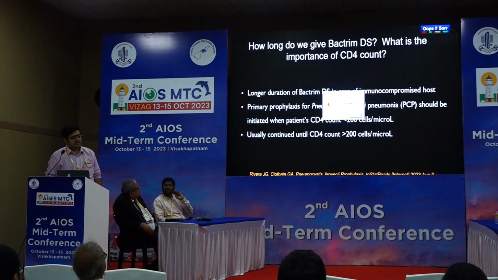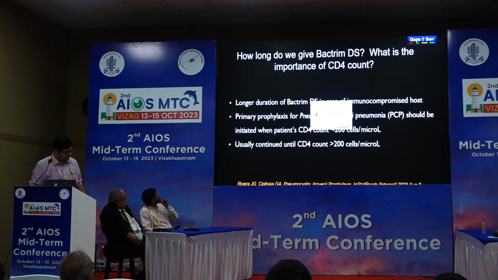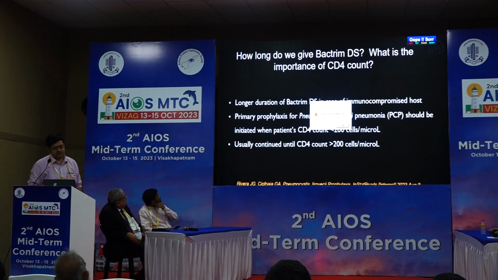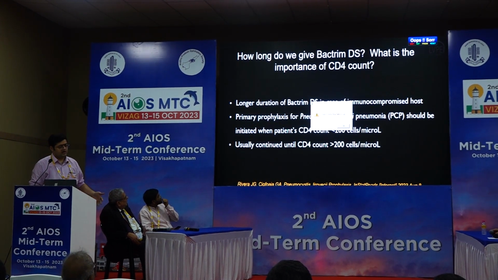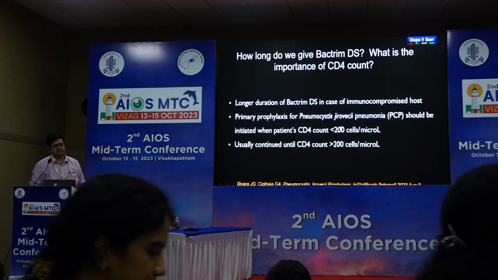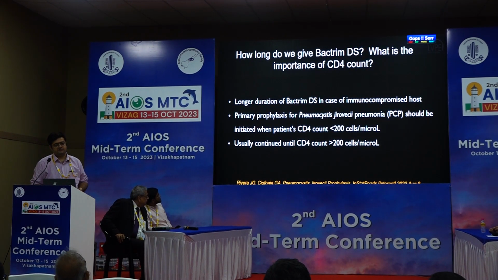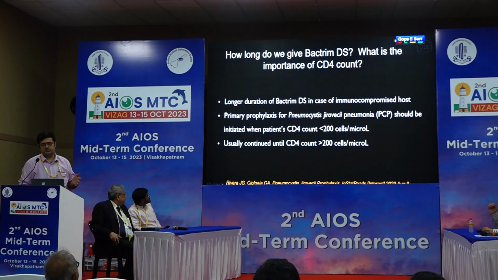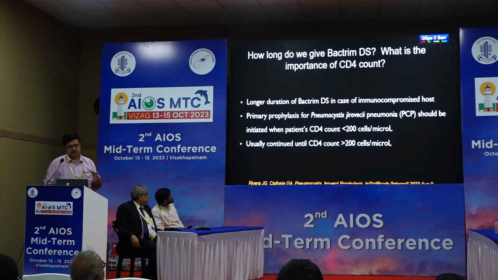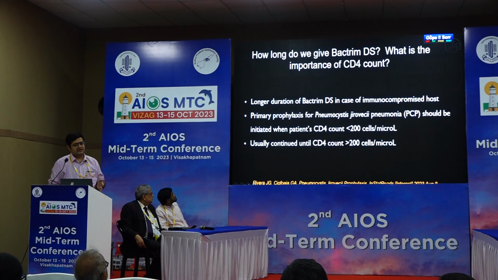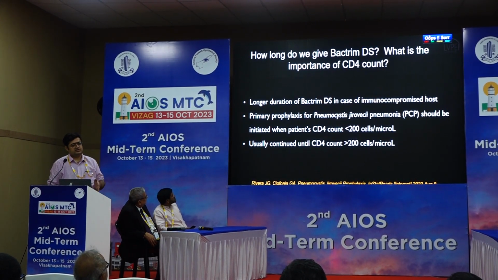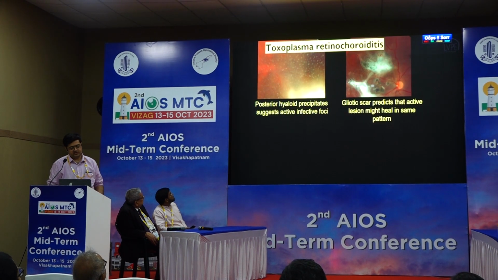Just one last slide, and probably I would like to ask a question to Dr. JB sir also over here. How long do we continue Bactrim DS in a patient who is an immunocompromised host? I've read that it is not only an ocular prophylaxis but also a systemic prophylaxis for Pneumocystis jirovecii pneumonia, and generally till the CD4 count is greater than 200 cells. So these are my learning points.